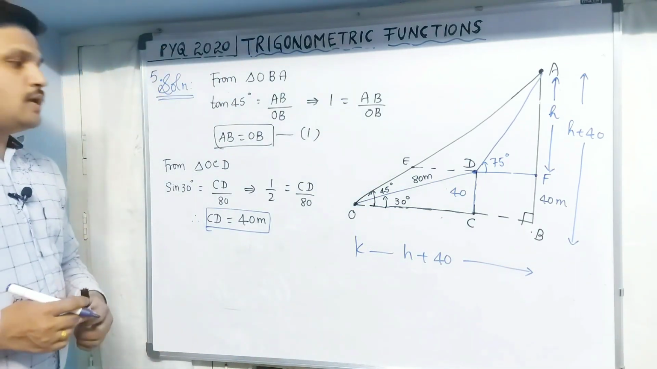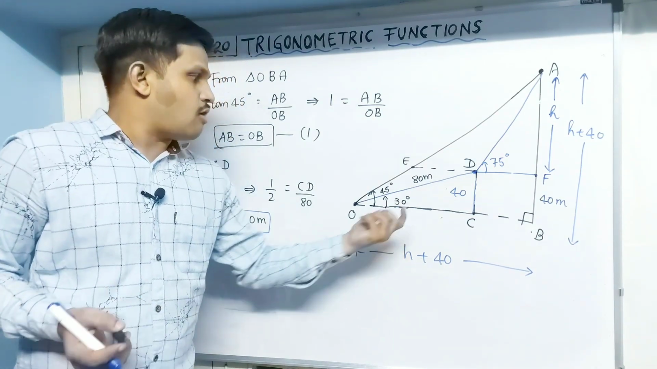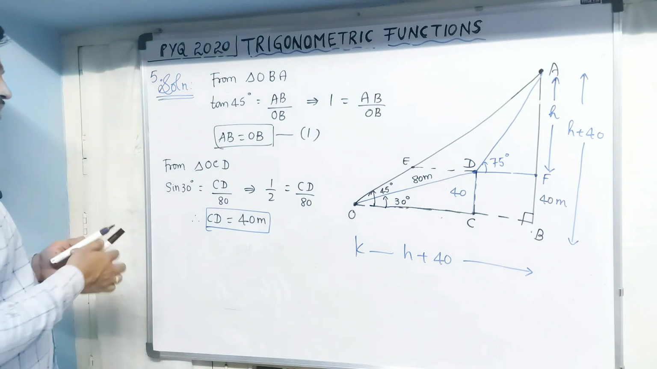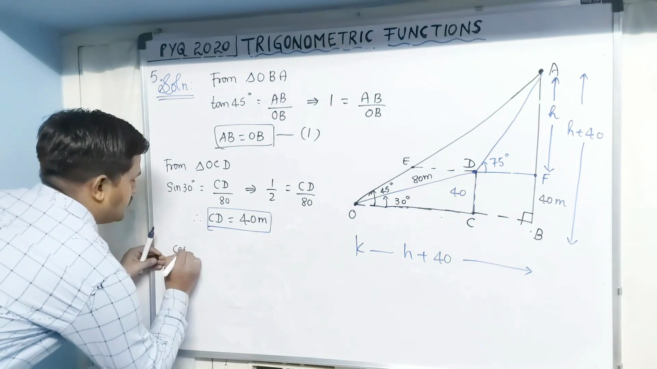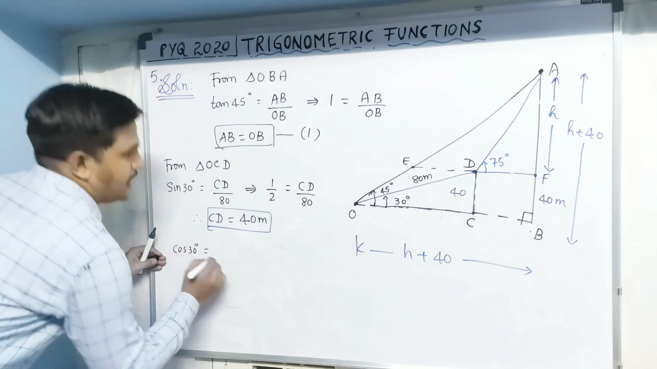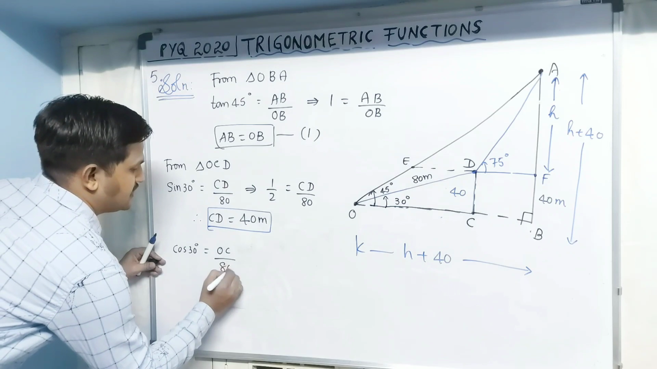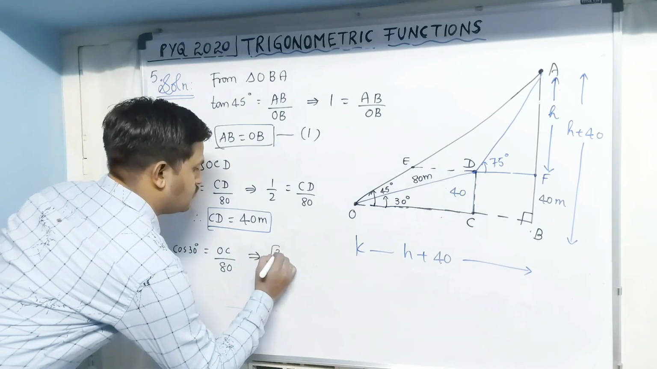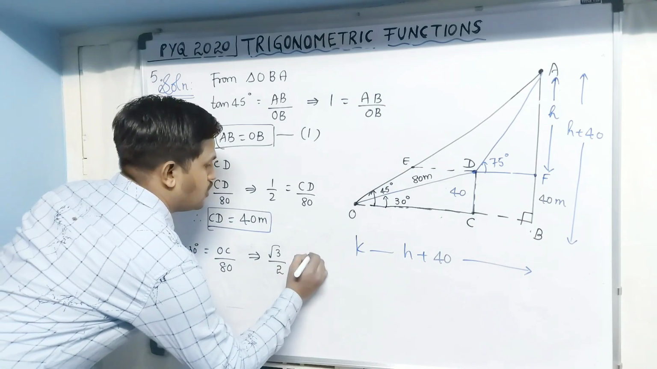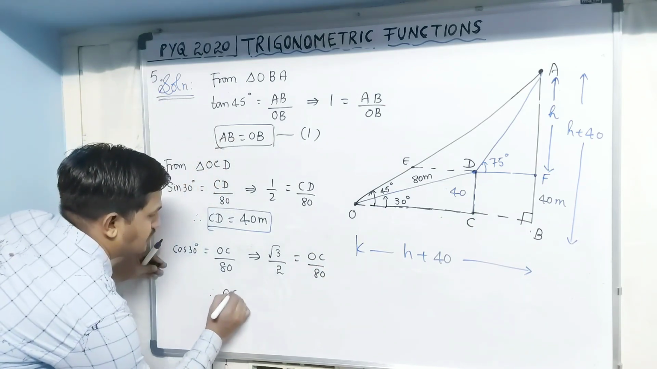So that's clear. Now I can find this length OC also by using cos 30 degree, again from the same triangle. If I use cos 30 degree, it is base divided by hypotenuse. So the base is OC, divided by hypotenuse, which is 80. But what is cos 30 degree? Which is root 3 by 2. So root 3 by 2 is equal to OC divided by 80. So therefore tell me what is OC.